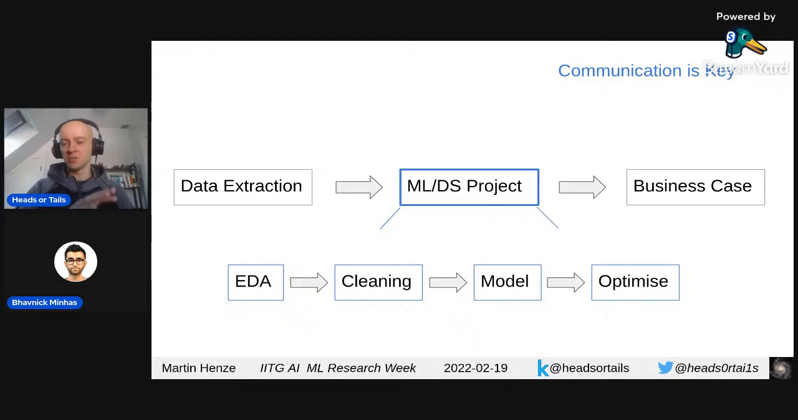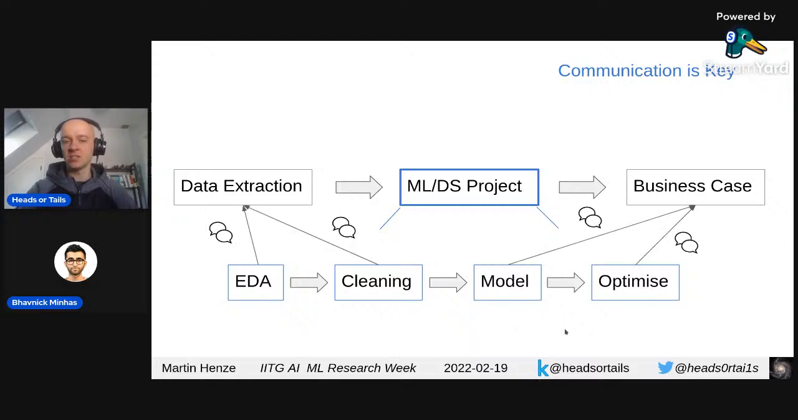And of course, this is not a one-way street. There's a lot of iterations happening here. There's a lot of back and forth. And you go from cleaning back to EDA. You go from the model back to EDA to understand some of the model outputs better. And there's a lot of iteration. But generally, it will look something like this. And importantly, in all of these stages, you get a lot of value out of communication, right?